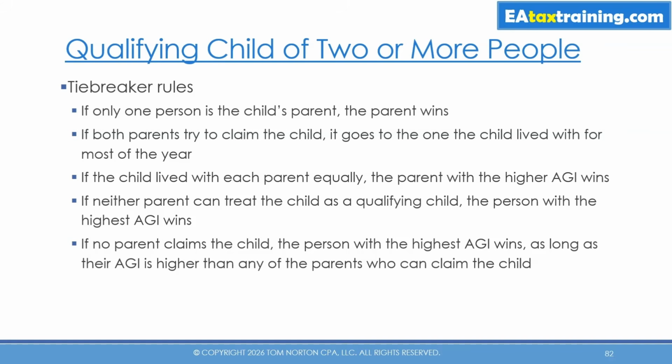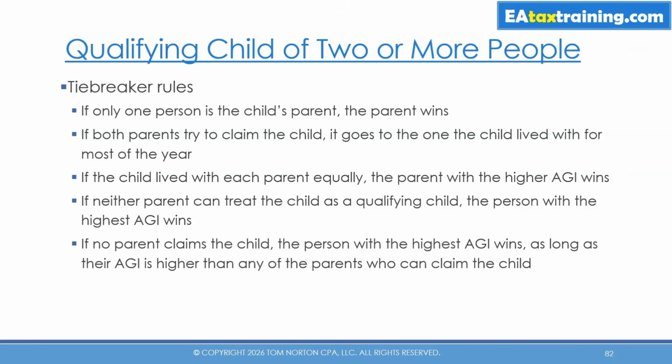The first tiebreaker rule is if only one person is the child's parent, then the parent wins. So maybe you've got a situation where you've got a child's parent on one side and the child's grandparent from the other side, and they're the ones trying to decide who gets the dependent. The child's parent is always going to win in that situation. Next, if both parents try to claim the child, then it goes to the one that the child lived with for most of the year. We talked about that before. We look at overnights. So whoever had the child the most overnights gets to claim the child.